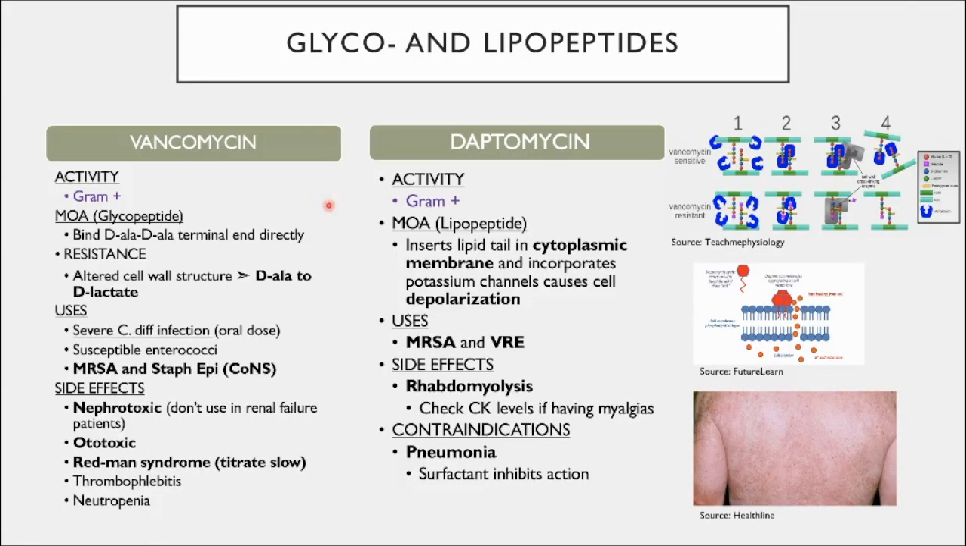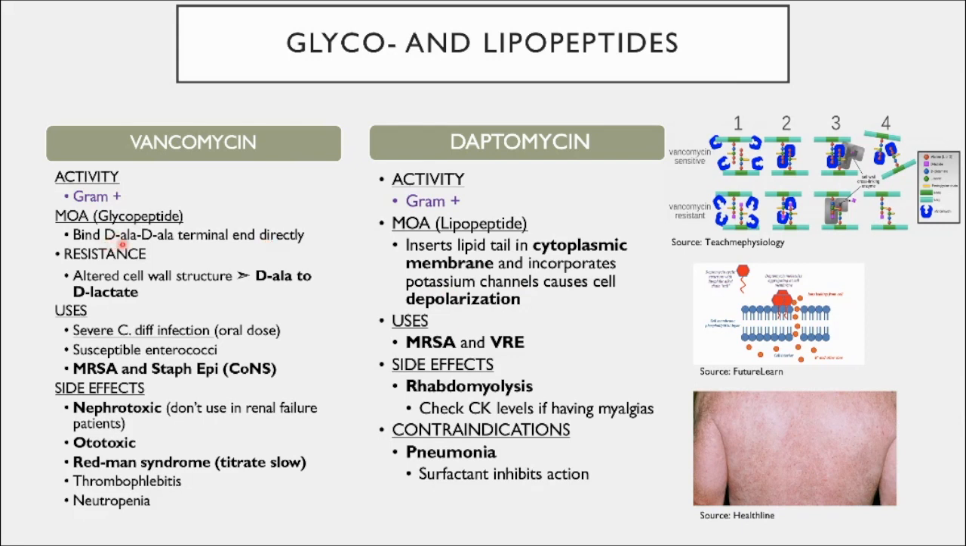Okay, so after we've discussed the beta-lactams, we get to the glyco and lipopeptides. These are your vancomycin and daptomycin. Vancomycin gets its name from being the quote-unquote vanquisher of Staph aureus. It targets gram-positive organisms, and it functions differently from a beta-lactam antibiotic. Where beta-lactams targeted the transpeptidase enzyme itself, vancomycin binds the actual sugar peptide components of the peptidoglycan wall.